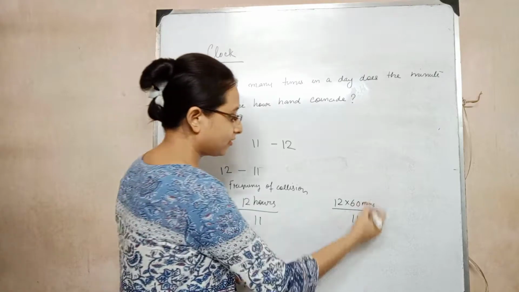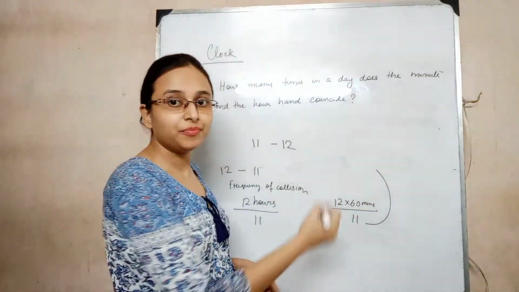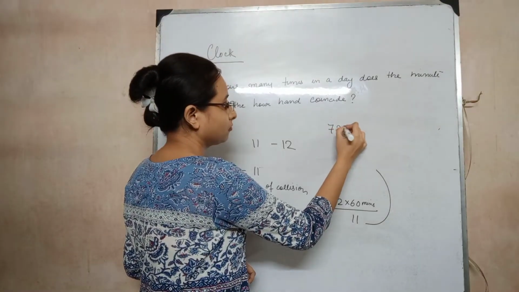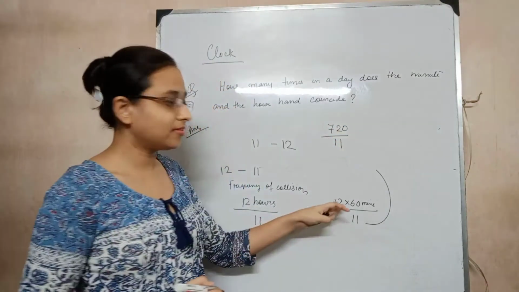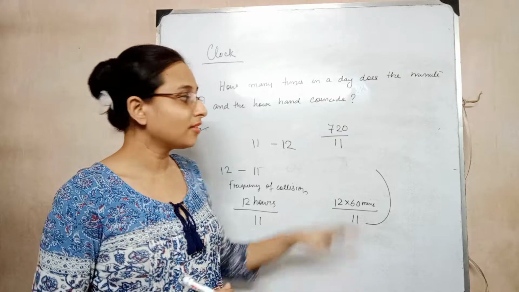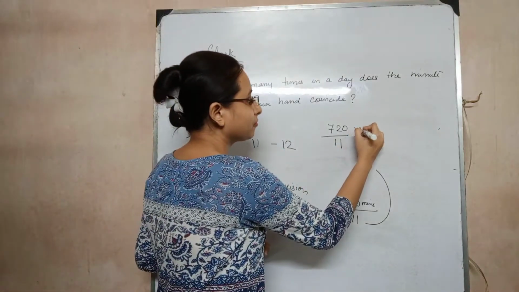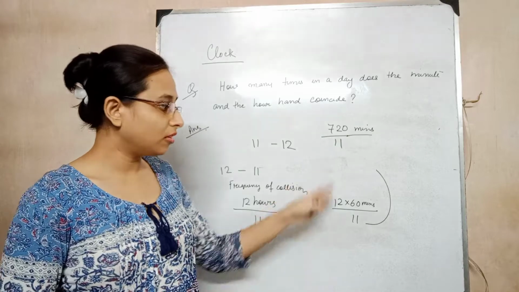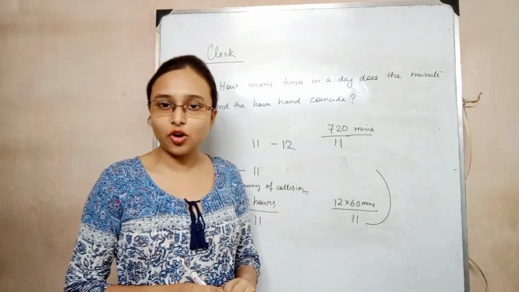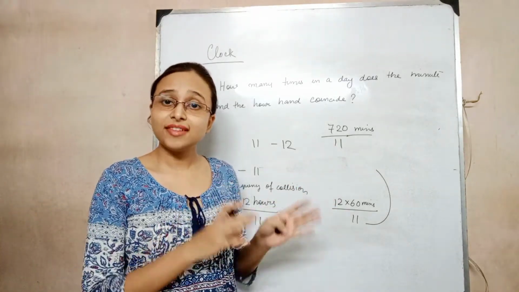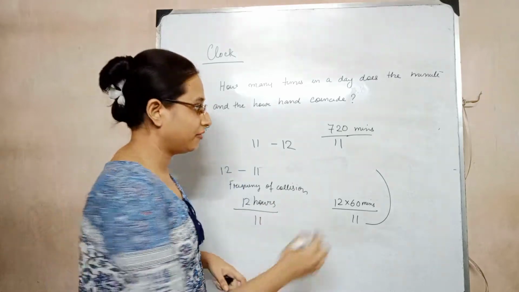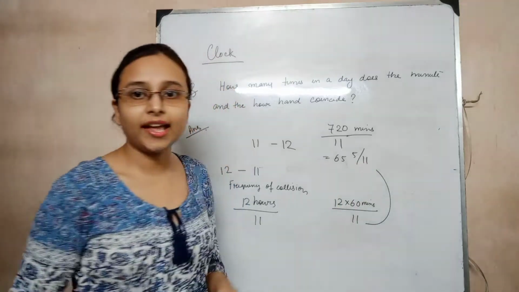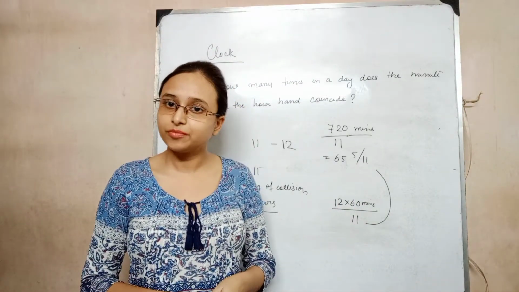Now, since I don't have space, I'm getting back here. 60 into 12 is 720 minutes, so 720 minutes by 11. This is the formula, the calculation that I have got. Now we can say 65 5 by 11. That is the exact calculation I have obtained.